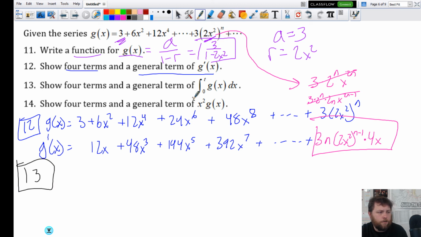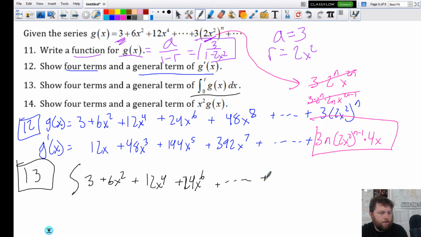13, show the 4 terms in general when you integrate. Okay. So this should be a little bit easier. So I'm integrating g of x, so integrating 3 plus 6x squared plus 12x to the 4th, plus 24x to the 6th. I have to just have 4 terms, and then I can integrate my 2x squared to the n power. All right. So integrating this should be pretty easy. So it's 3x plus 12.